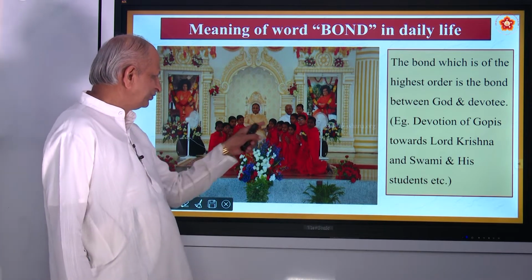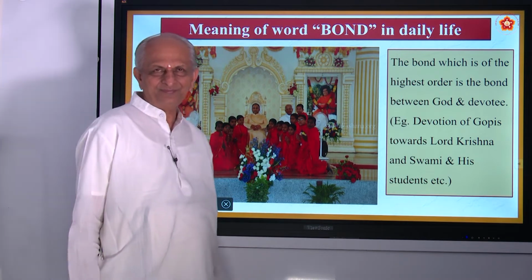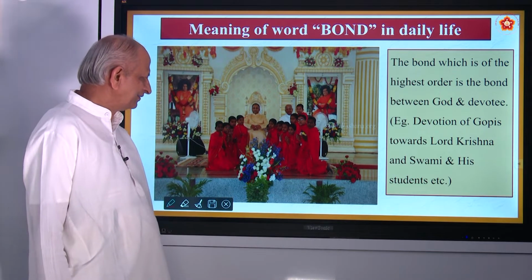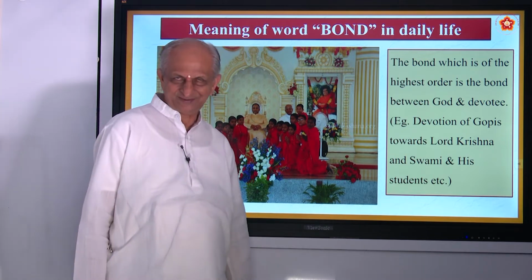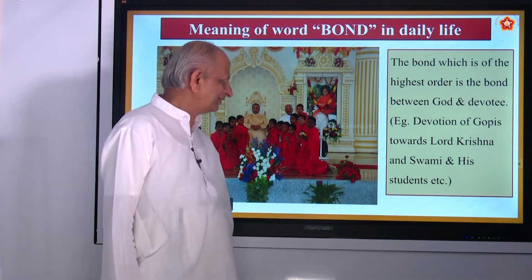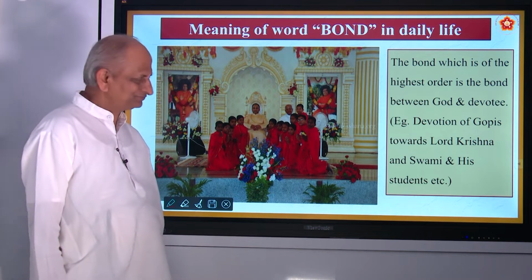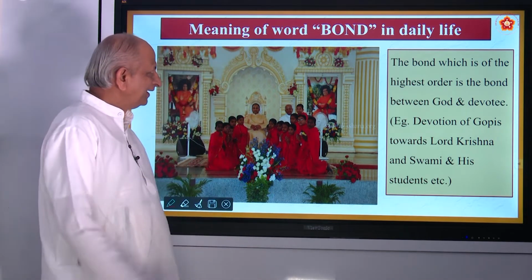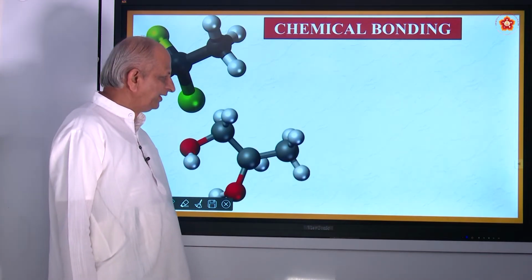And also Swami and his students. It is selfless, it is broad in nature, and students always think of Swami at all times, at all places. Swami also will always be thinking of students, their progress and all. So this is the highest order. We call it devotion. So these are different types of bonds we find in daily life, in our nature. Now coming to chemical bonding.